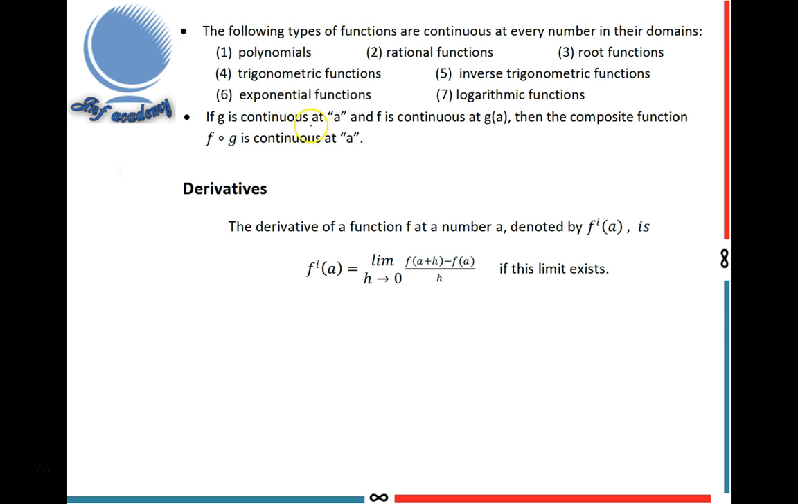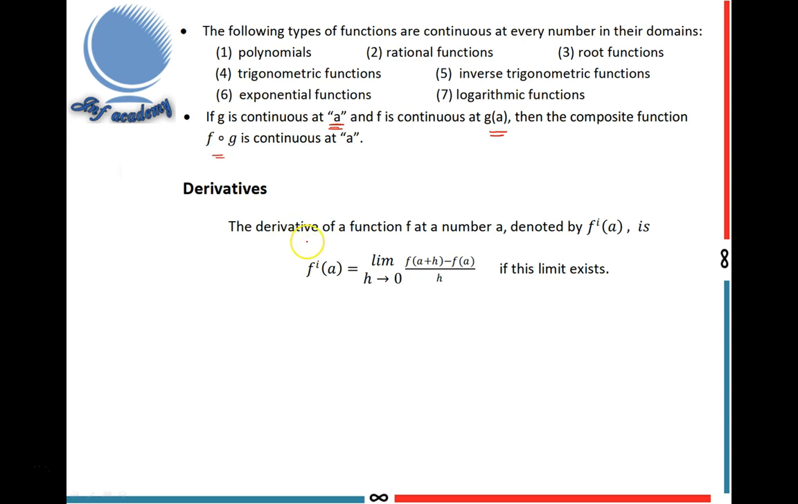Next one is, if g is continuous at a and f is continuous at g of a, then the composite function f composite g is continuous at a. Once again I explain, g is continuous at a and f is continuous at g of a. Then the composite function is also continuous at a.